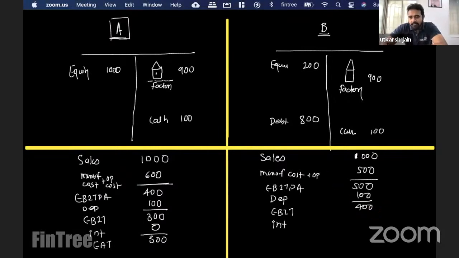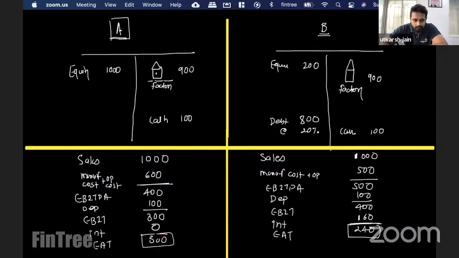But company B will have to pay interest. So let's say interest is expensive, maybe in the market they're living in. So maybe an interest of 160. Okay, interest of 160. And then we will directly have the net profit. I'm ignoring the taxes, and we have a profit of 240 here.